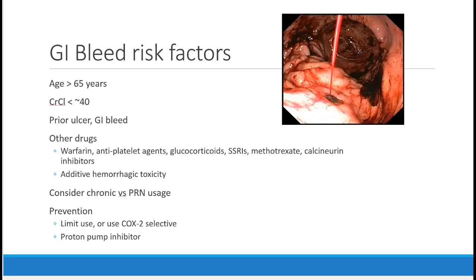If you want to prevent this, you can limit the use, so keep it to PRN and not chronic. Use something that's COX-2 selective specifically. Proton pump inhibitors like Prilosec, omeprazole, work well, and if you're going to be on a chronic NSAID regimen, they are essentially required for patients. It's recommended that they be on some sort of chronic acid suppression therapy if they're going to be on regular NSAID therapy.